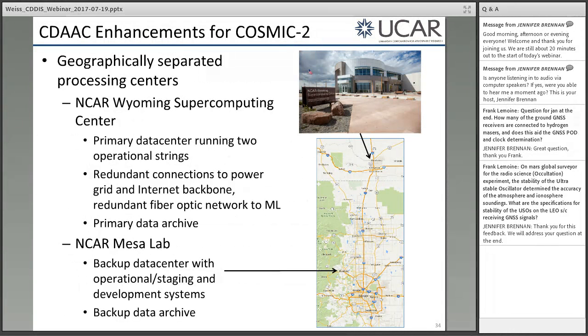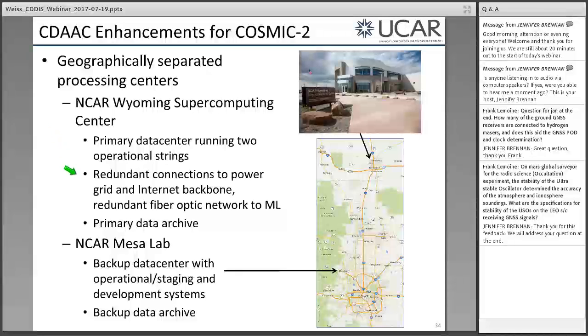In order to ensure robustness and reliability of the processing, we're doing everything in two places. So geographic separation is a good way to get at that. Our primary processing center is in Cheyenne, Wyoming. That's about 100 miles north of here at the NCAR Wyoming Supercomputing Center. And here we'll be running two operational strings of all the processing. The idea being that it's much more likely for a single computer or some processing string to have a problem than the whole data center.